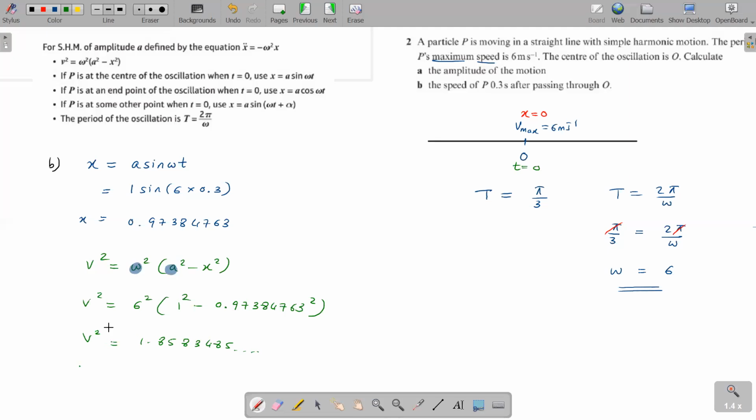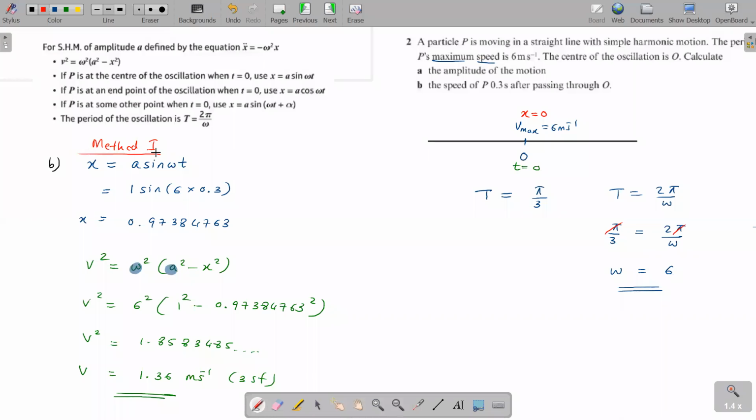And then square rooting gives me the answer for the velocity as 1.36321. So, correct to 3 significant figures, 1.36 meters per second. So this is the speed of the particle 0.3 seconds after passing through A. This is the first method, method 1.